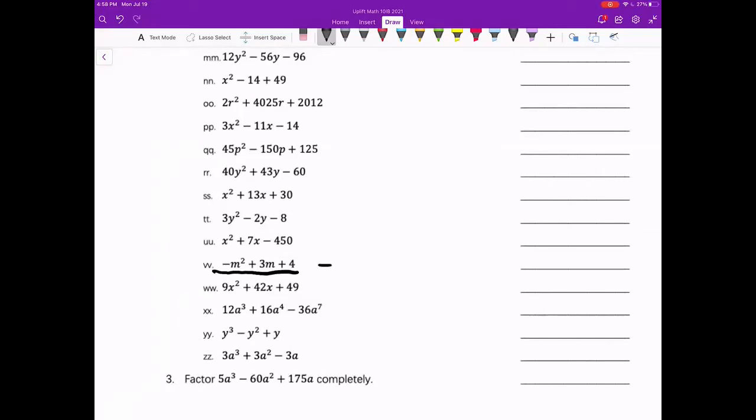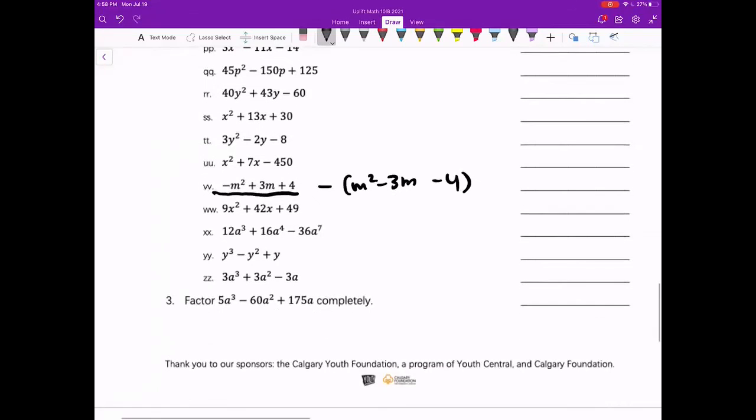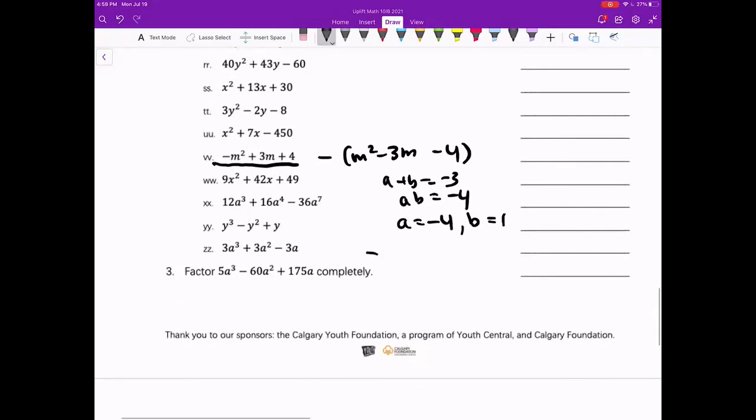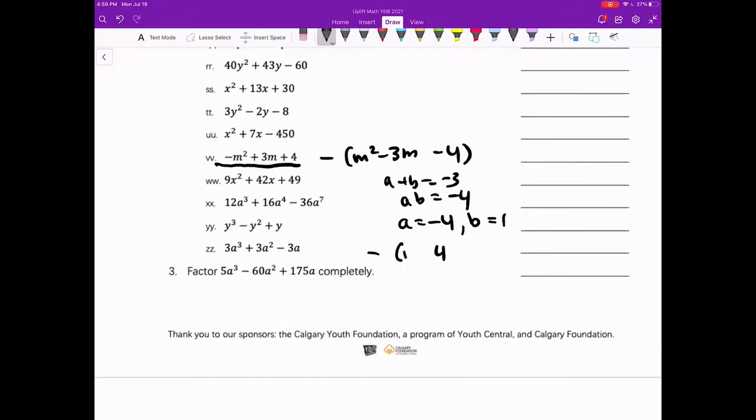So this is equal to negative m squared minus 3m minus 4. A plus b is negative 3. A times b is negative 4. So a is negative 4 and b is plus 1. So we get negative, m minus 4 times m plus 1. That's our answer. Good job.